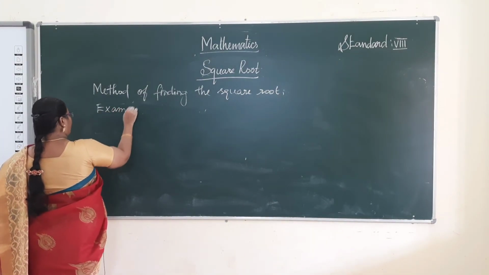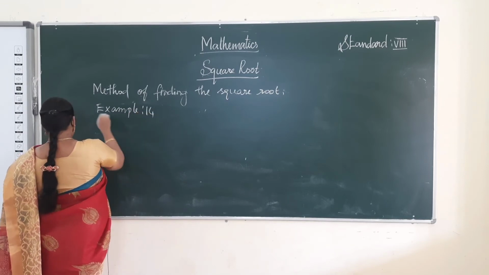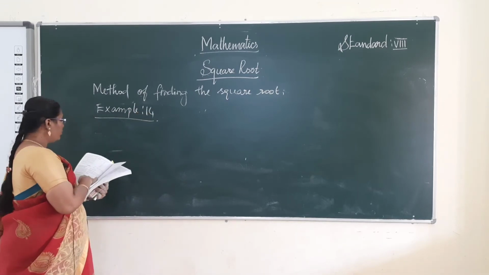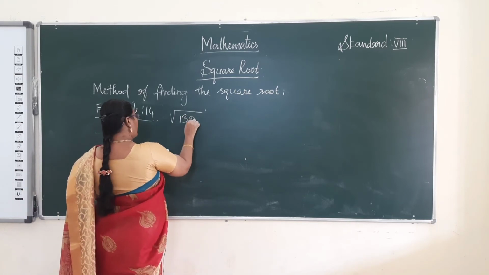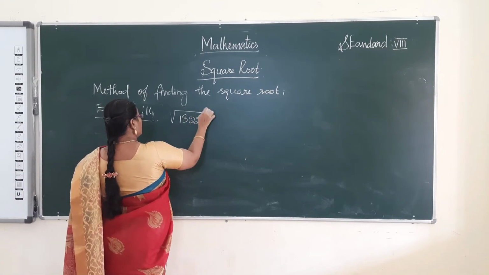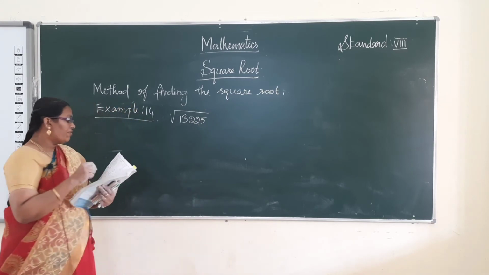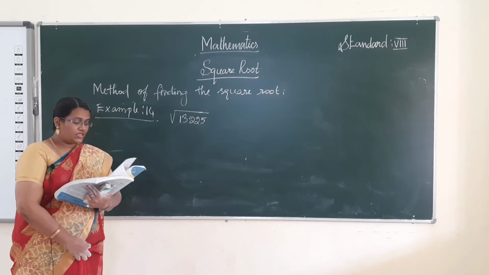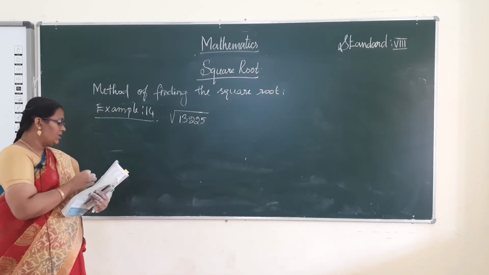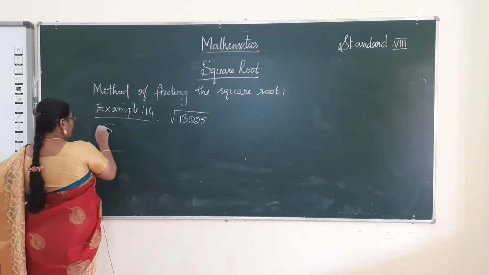Example 14. Find the square root of 13,225 by finding its ones and tens digit. Okay, as usual, first write the ones digit.